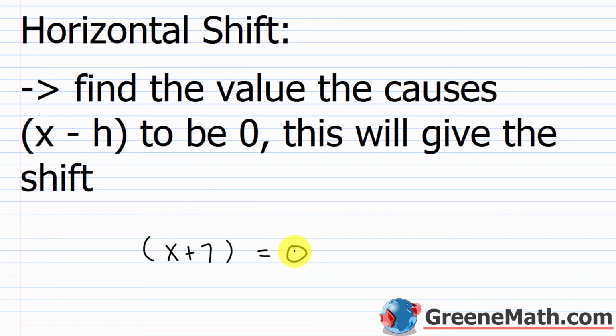Give that answer, and you've found your shift. If it's negative, you're moving to the left. If it's positive, you're moving to the right. So here I'd need a negative 7 for x, so I'm moving to the left 7 units. If this was plus 89, I would need to put a negative 89 in there, so I'm shifting 89 units to the left, right? So on and so forth.